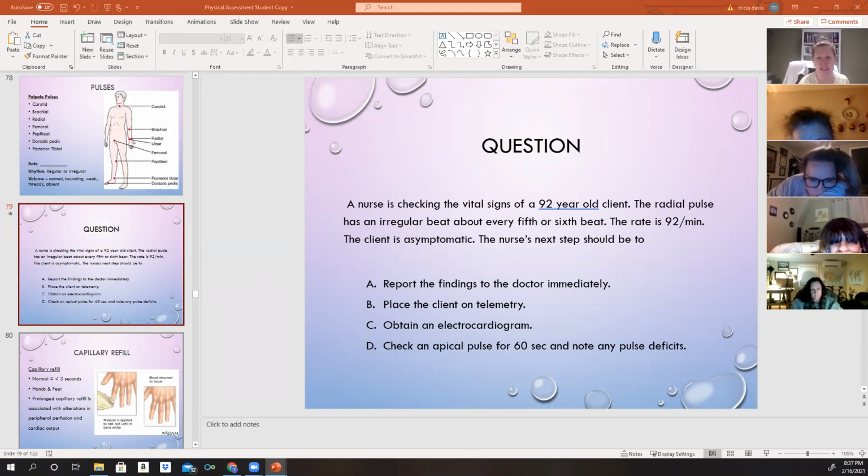Now it says the nurse's step should be, A: call the doctor immediately and let them know because it's irregular? B: place them on a telemetry monitor so that you can monitor their heart? C: obtain an EKG? Or D: check an apical pulse for 60 seconds and note any pulse deficits?